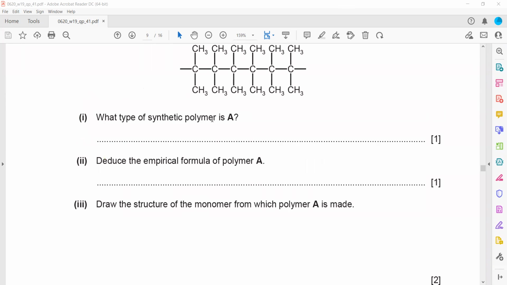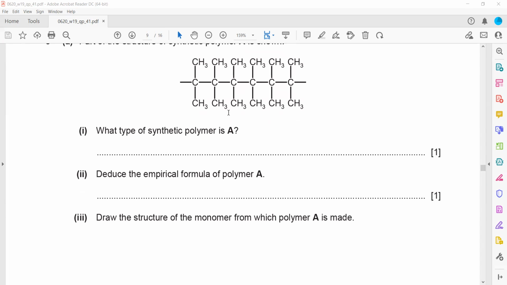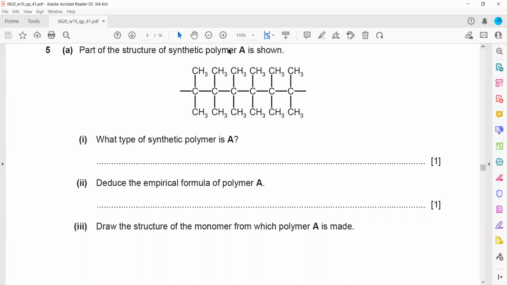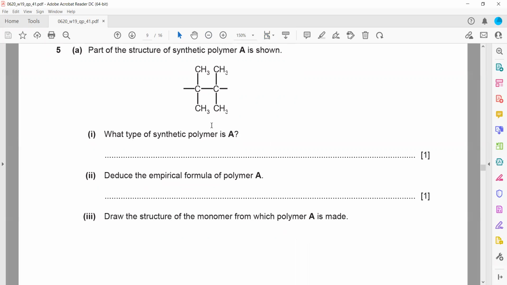The next part: draw the structure of a monomer. How to draw the structure of a monomer? The simple technique you will use: just take the first 2 carbon atoms in the chain and hide the remaining structure, and draw as it is.